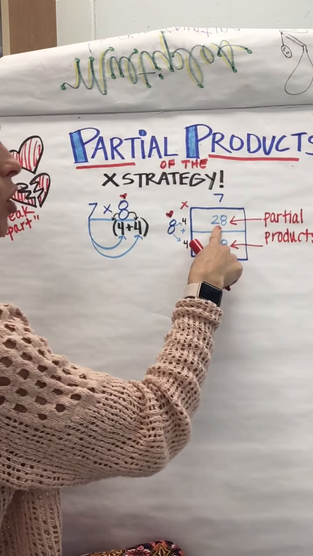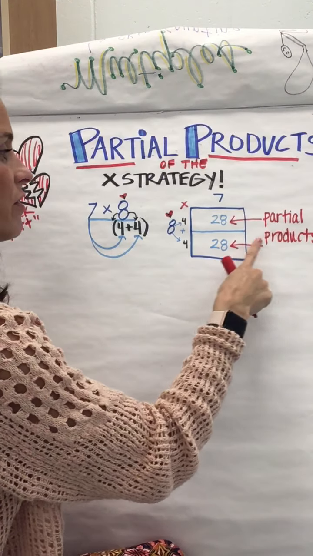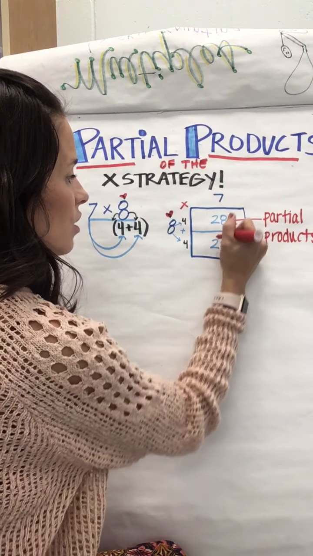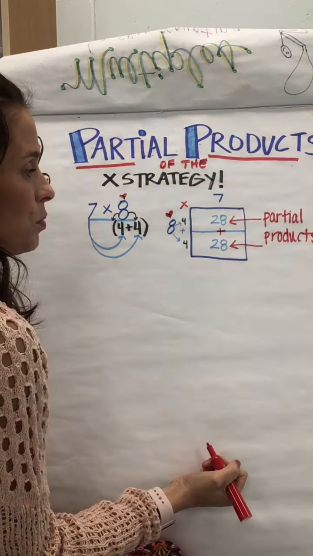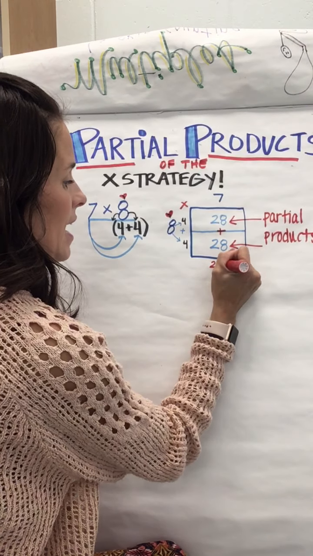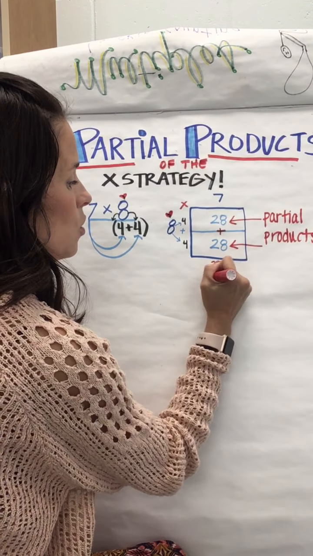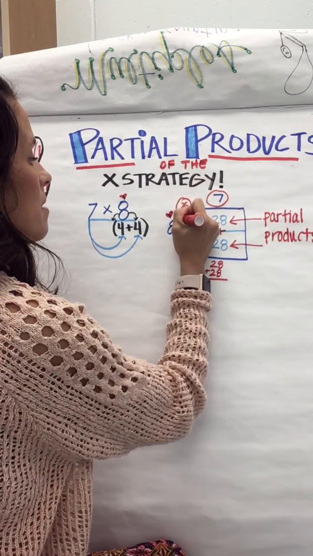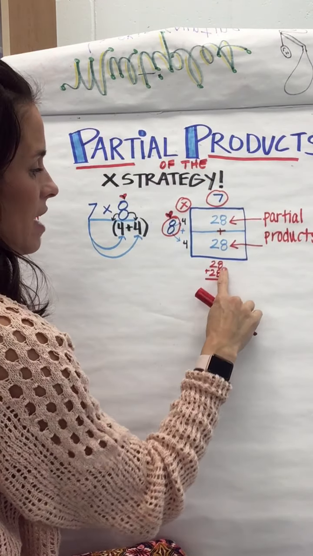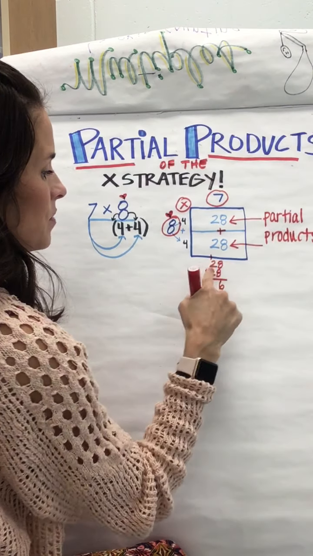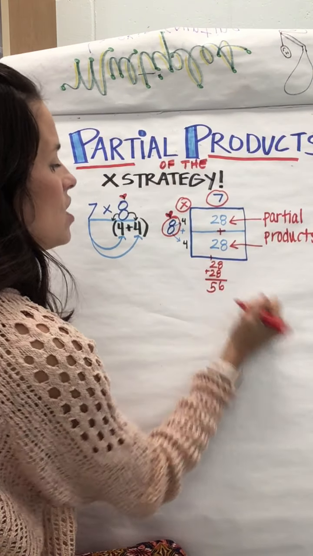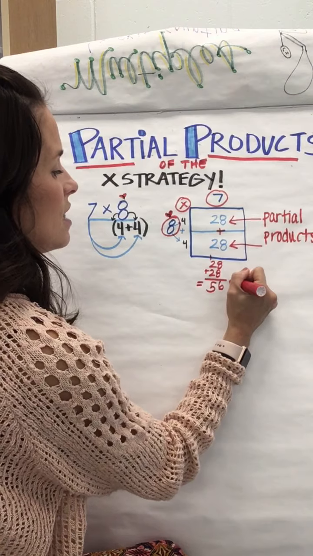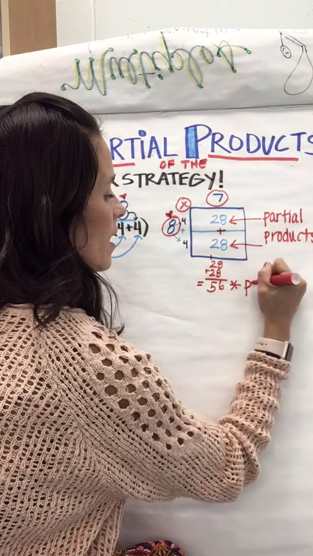Now, if this is part of the answer and part of the answer, to get the full answer I have to add up my partial products. So 28 plus 28 will give me the full product of 7 times 8. 8 plus 8 is 16, 2 plus 2 is 4, plus 1 is 5. So 56 is the full product.